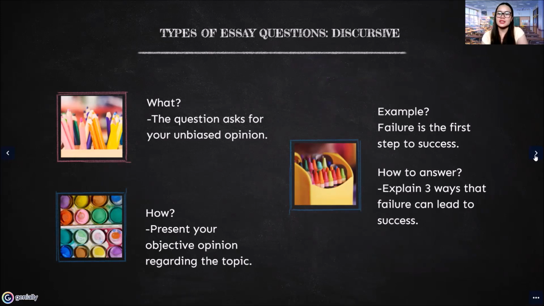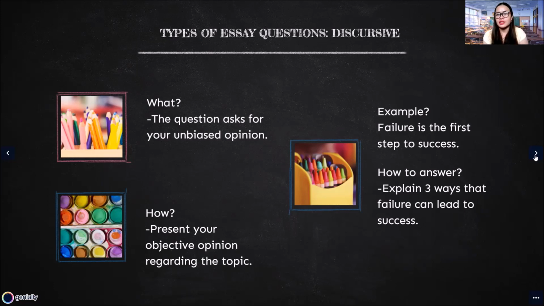All right, so this is the example. Failure is the first step to success. So you don't have to say no, it's not, or something like that. But what you have to do is just explain 3 ways how failure can lead to success. All right, so 3 ways because 3 body paragraphs, right? Yeah, it's just asking for your opinion, unbiased opinion.